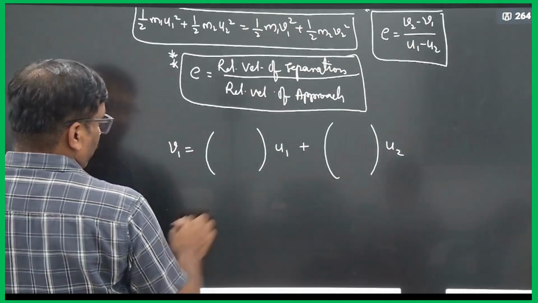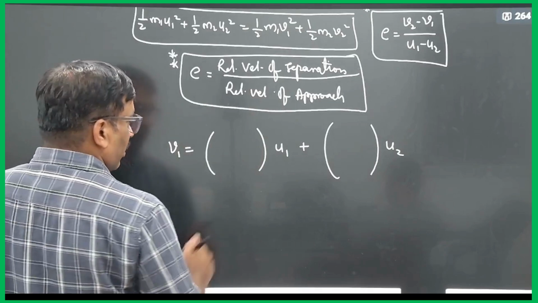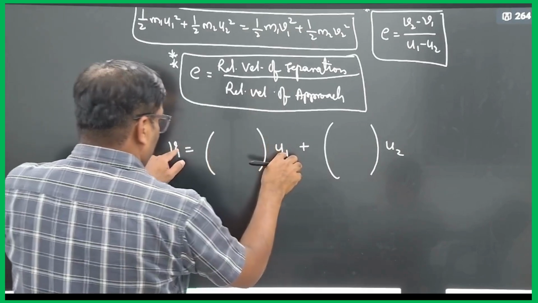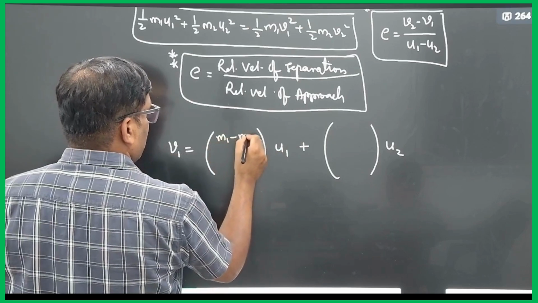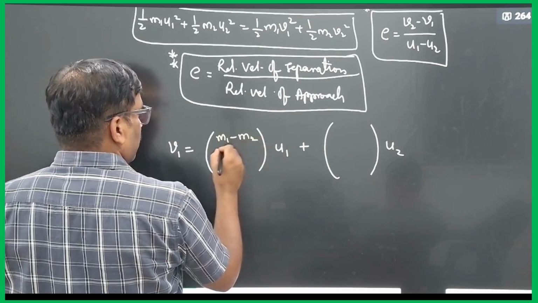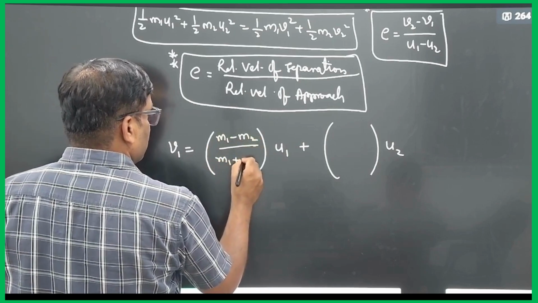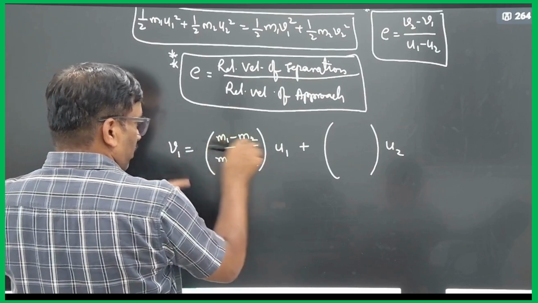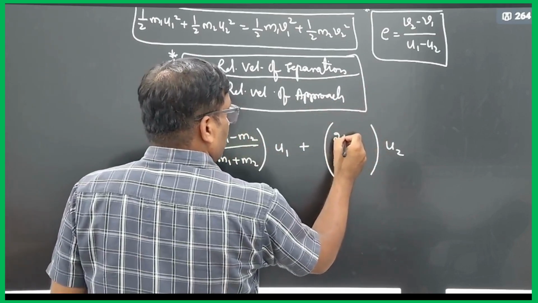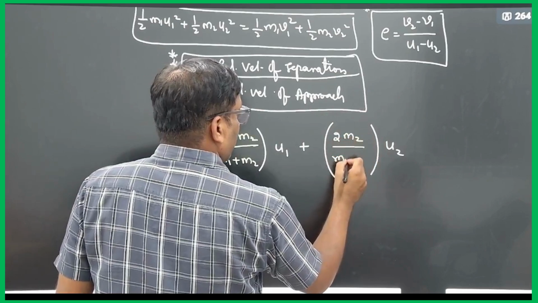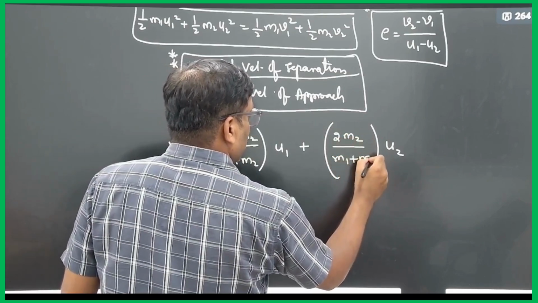So here 1 and 1 means the same object. You write m1 minus m2, the difference of these two masses, by the sum of these two masses, m1 plus m2. Here the first is 1, and for the opposite, two different objects, therefore 2 m2 by m1 plus m2. Keep in mind.